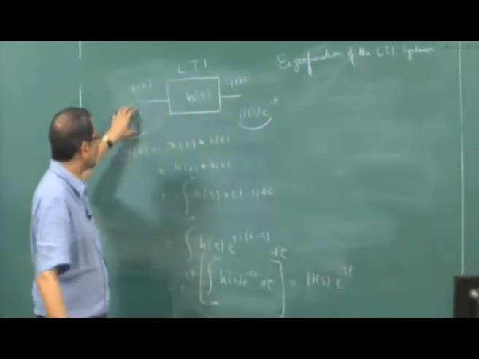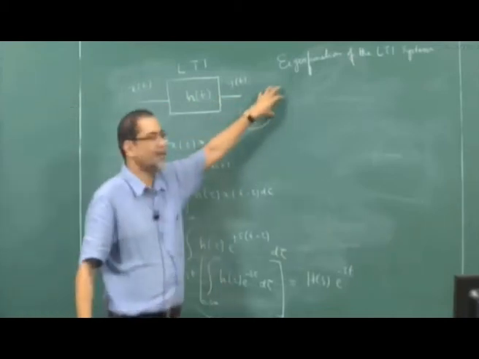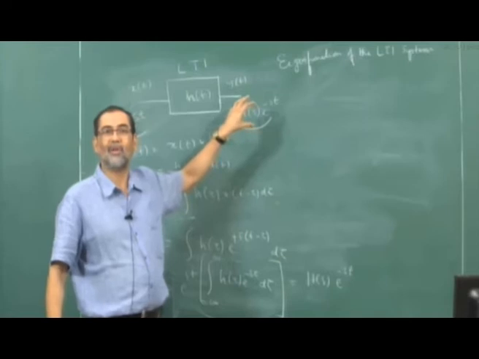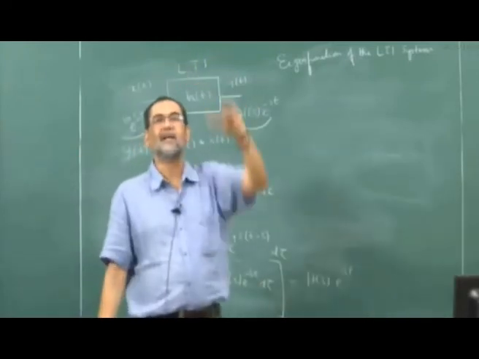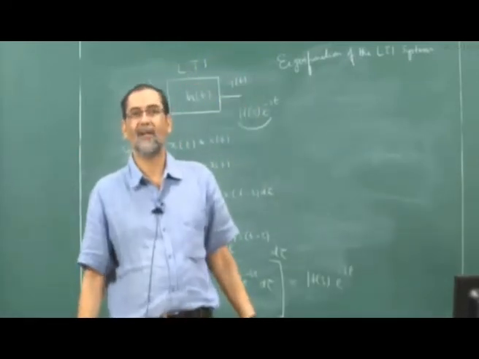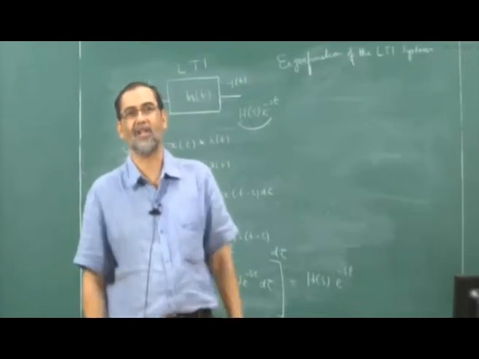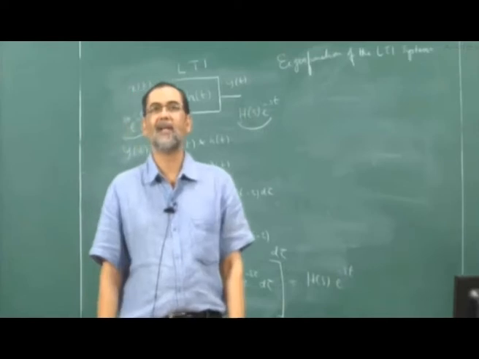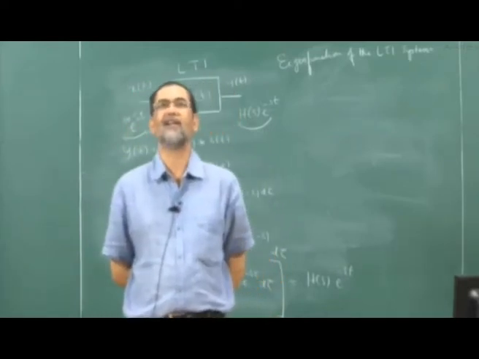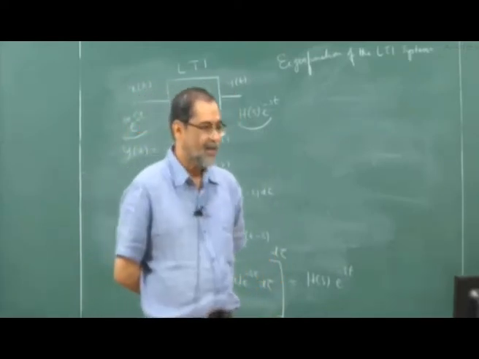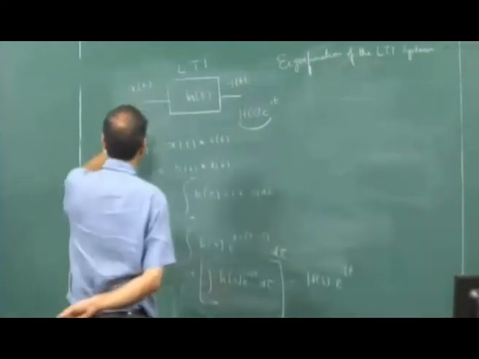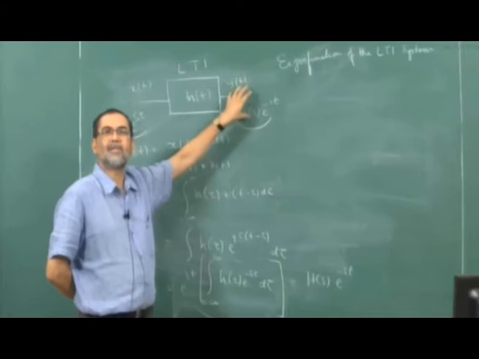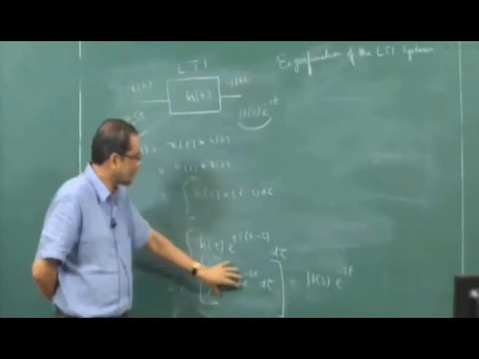So e raised to minus st is an input, and the output also is e raised to minus st, except for a change in its value. Its amplitude might decrease or increase, but the frequency does not change. So that is the interpretation. We say e raised to minus st is an eigen function of LTI systems. If the input is an eigen function, the output is the same frequency with some scaling factor H(s), which is given by this.